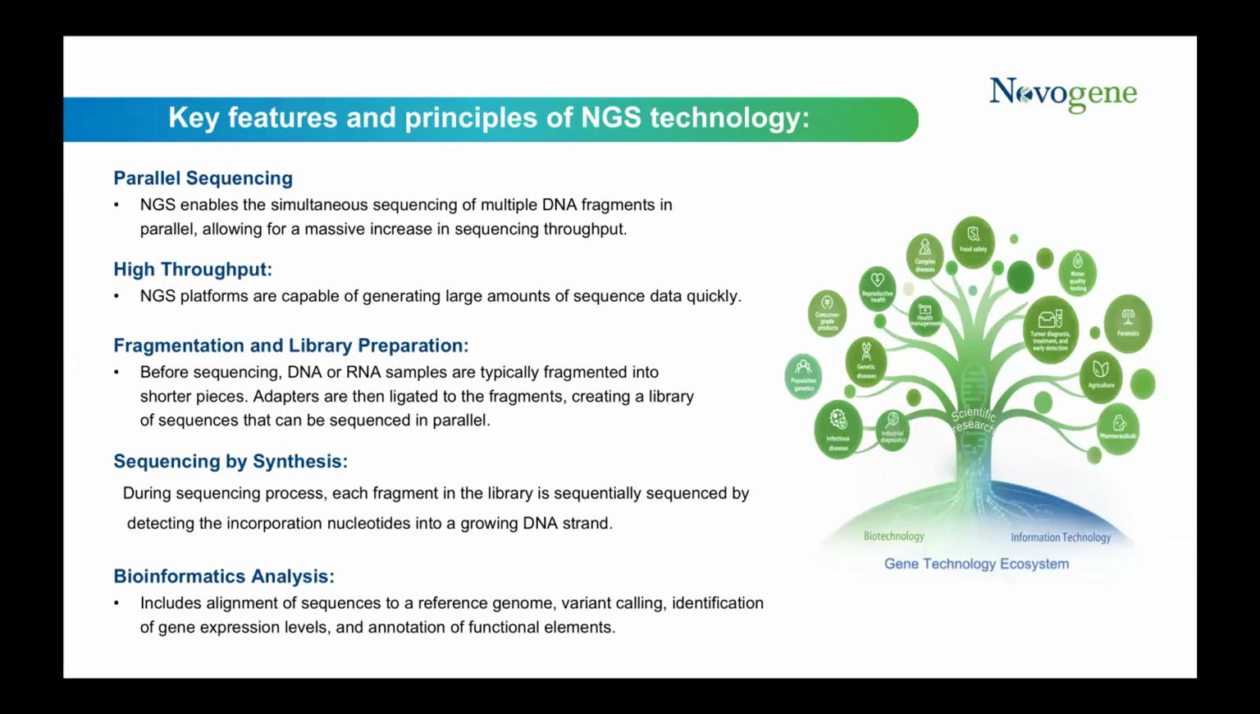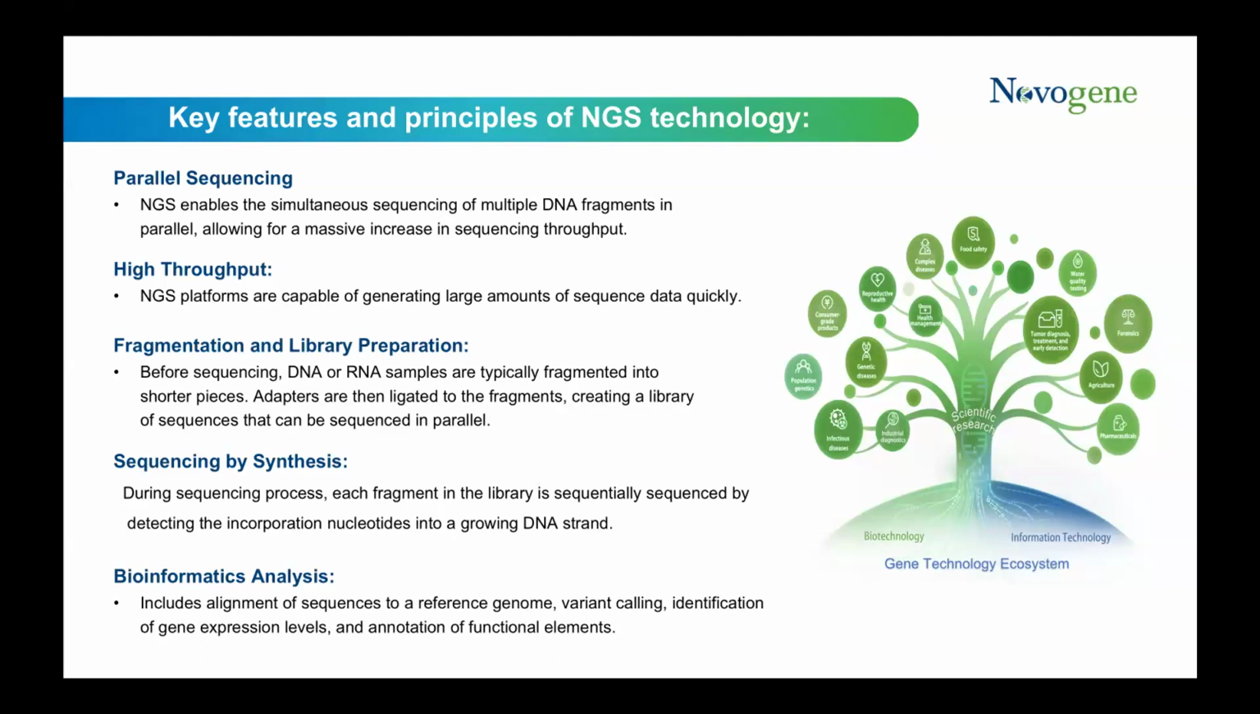Another thing we would like to introduce is that fragmentation and library preparation is a very crucial process before sequencing. Before sequencing, DNA or RNA samples are typically fragmented into very short pieces. After that, adapters are ligated to the fragments to create a library of sequences that can be sequenced in parallel. Then we go to the next process, sequencing.